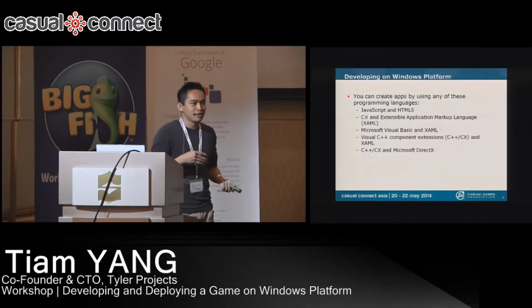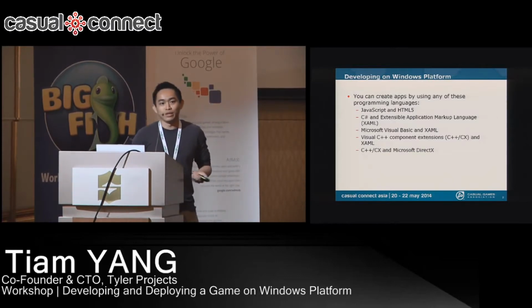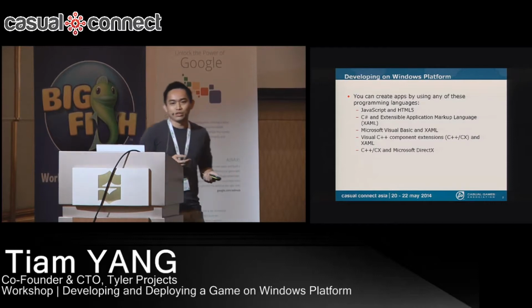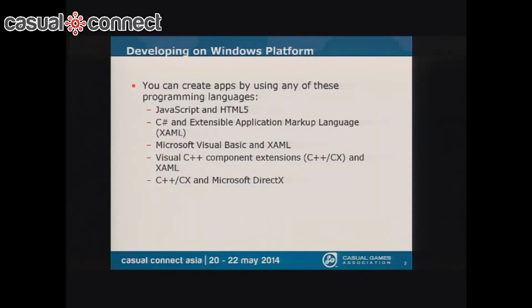Just a very quick run through of what you can do to develop on a Windows platform. You can use JavaScript and HTML5 to deploy an app or game on the Windows platform. You can also choose to use C# with XAML or Visual Basic with XAML, C++, and of course DirectX. For my presentation today, I will be running through the C# XAML portion, but also using Unity as the game engine as an example here.